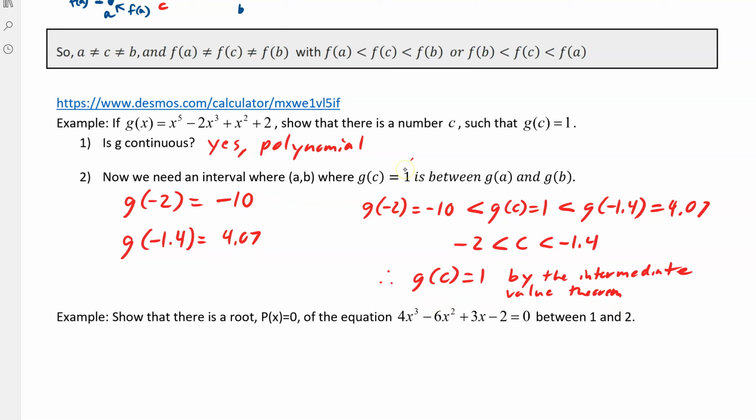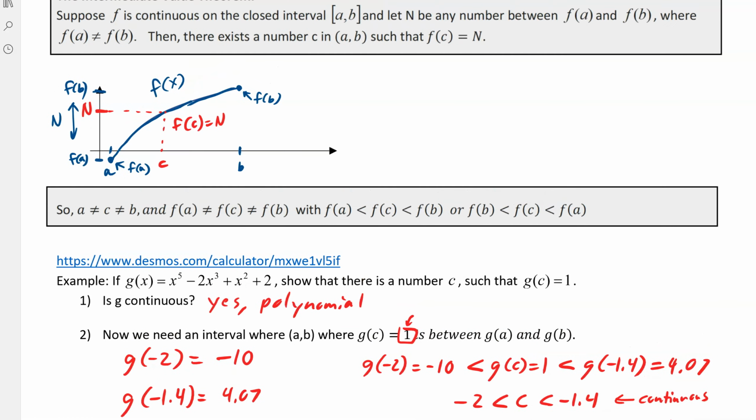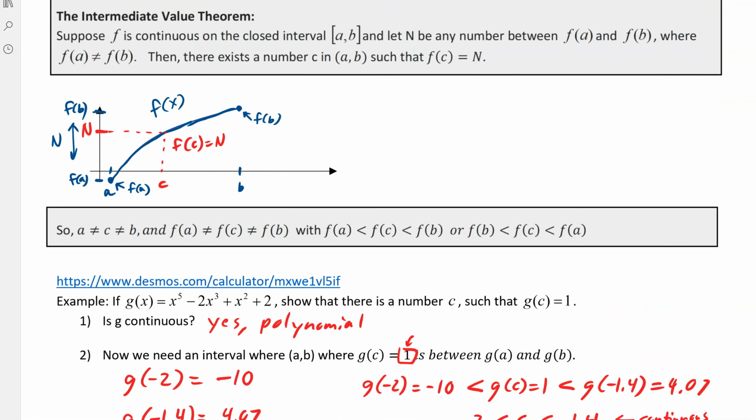So our y here is 1. That's our goal. And so if you find a y value that's less than 1 and a y value that's more than 1, and the function is continuous on that interval, right? This is continuous because it is a polynomial, then the intermediate value theorem states that there has to be something in between. It has to be an intermediate value. So you just need those two conditions. It needs to be continuous on a closed interval, right? And that n, the value you're looking for, has to be between these two.